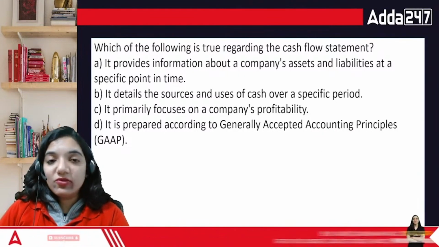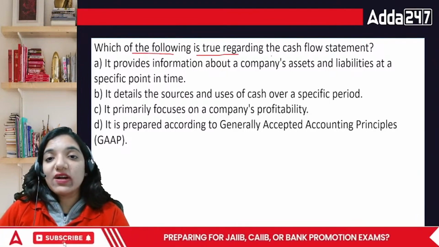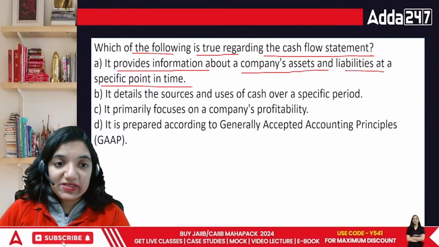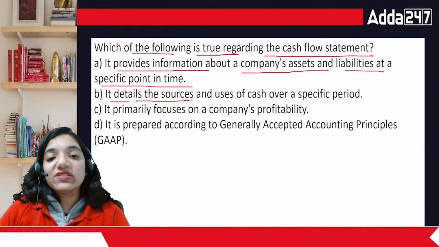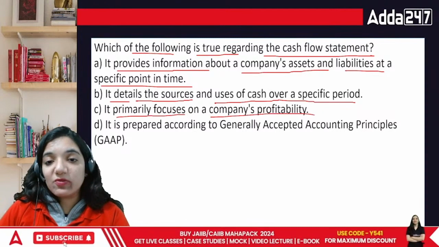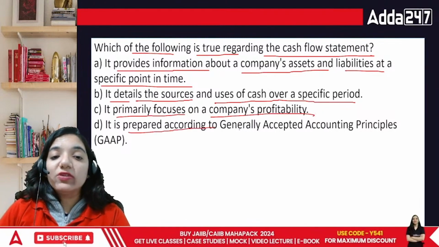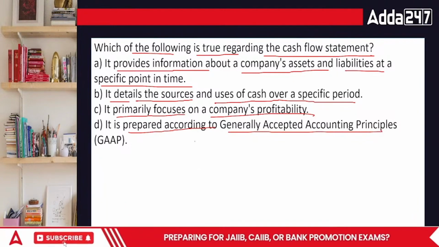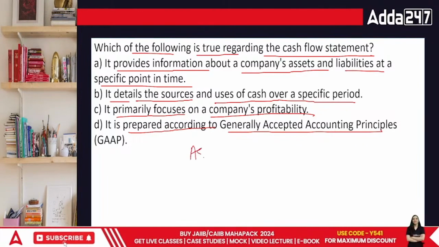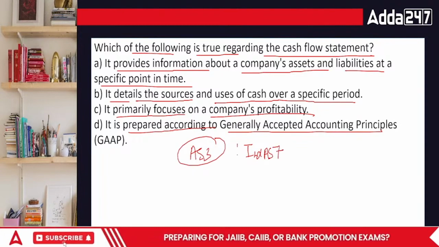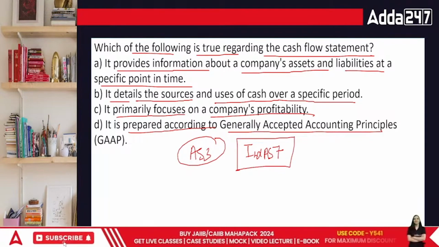This is a question from module C. Which of the following is true regarding the cash flow statement? It provides information about the company's assets and liabilities at a specific point in time. It details the sources and uses of cash over a specific period. It primarily focuses on the company's profitability. It is prepared according to generally accepted accounting principles, GAAP. What's the answer, everyone? Cash flow statement is as per Accounting Standard 3 or it is as per IND AS 7. What's going to be the answer?